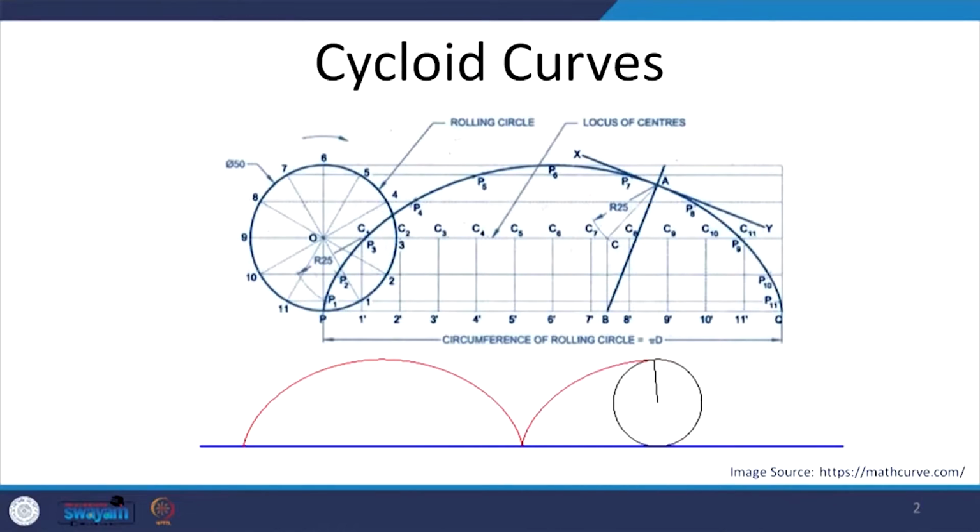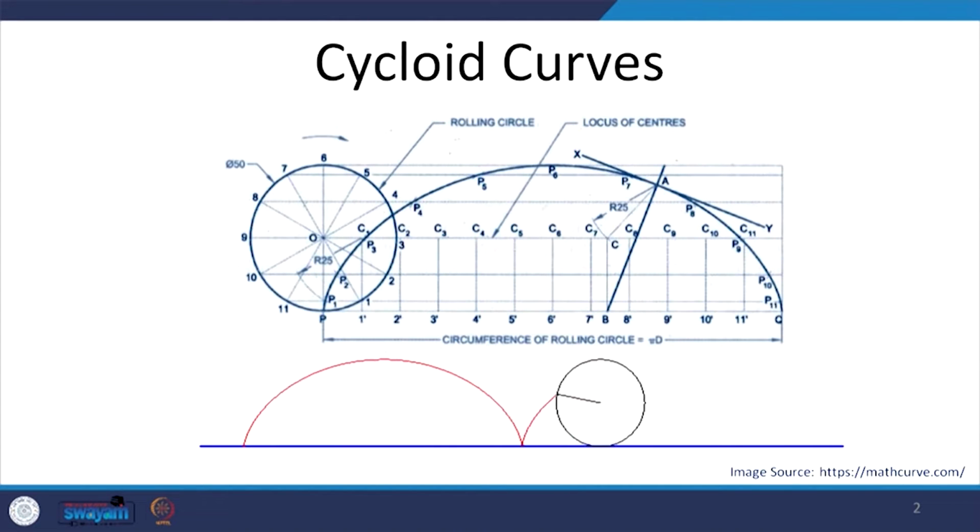So, what is a cycloid? Cycloid is actually the path traced by a point on the circumference of the circle as the circle rolls along a fixed straight path. What we are seeing here on screen is a circle which moves along a straight line, and the path in red is the path traced by a point on its circumference. This is a cycloid curve. It is a periodic curve.